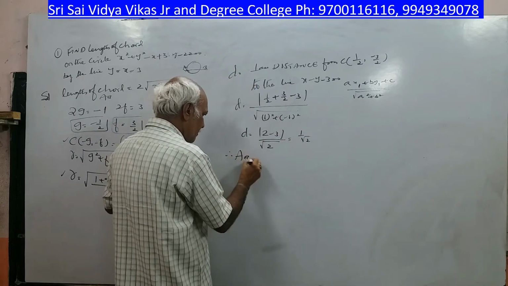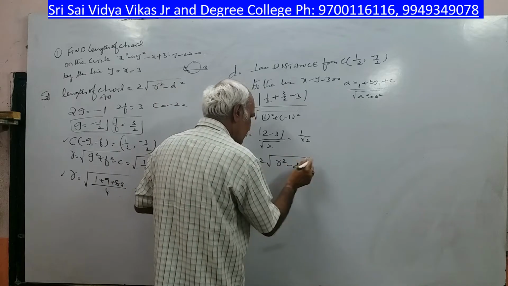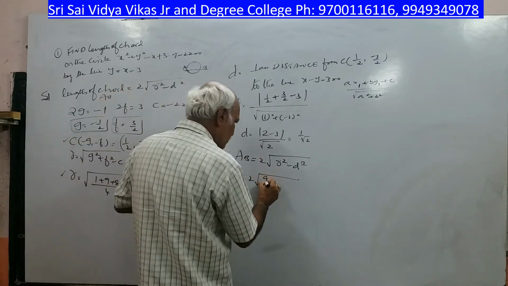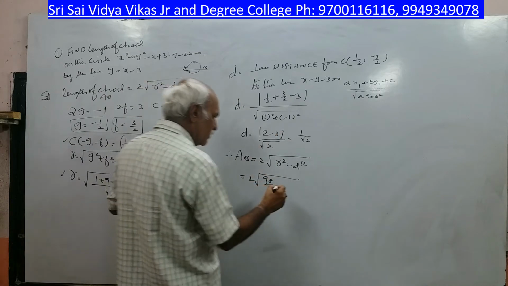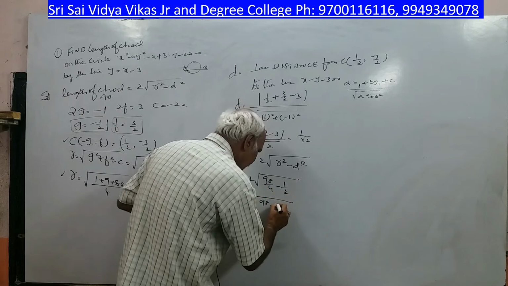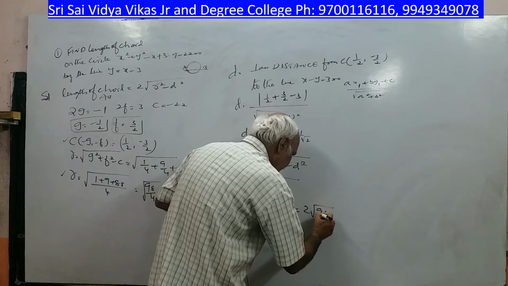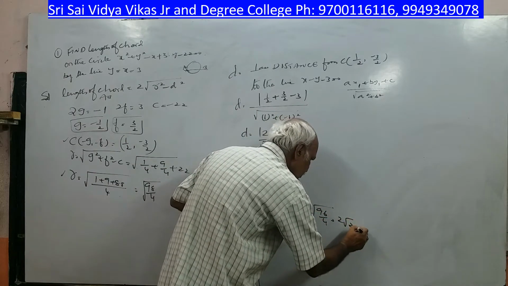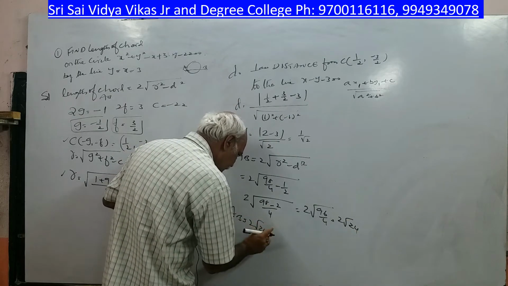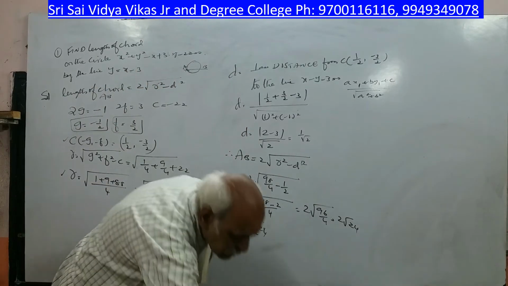Therefore AB is equal to 2 into root of r square minus d square. So 2 into root of 98 by 4 minus d square, which is 1 by 2. So 2 into root of 98 minus 2 by 4. 4 is LCM, so this becomes 2 into root of 96 by 4, which is 2 root 24. So what is the AB value? 2 root 24. Formula applications are okay. Please note down this.